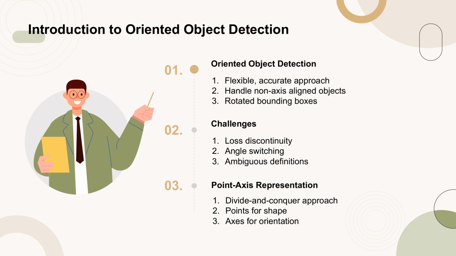Oriented object detection is a crucial task in computer vision, requiring a flexible and accurate approach to handle objects that are not aligned with the image's axis. Unlike traditional object detection methods, which use horizontal bounding boxes, oriented object detection employs rotated bounding boxes. However, current methods face challenges such as loss discontinuity and ambiguous definitions, particularly when dealing with objects that have similar long and short edge lengths. To address these issues, the authors introduce a novel point axis representation that uses points to describe object shapes and axes to provide orientation cues, offering a more robust and continuous modeling approach.